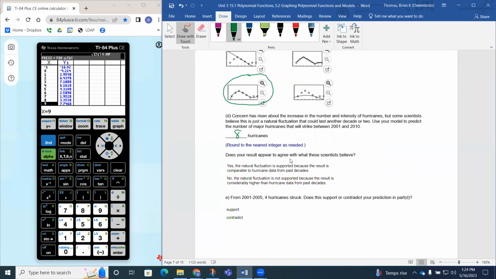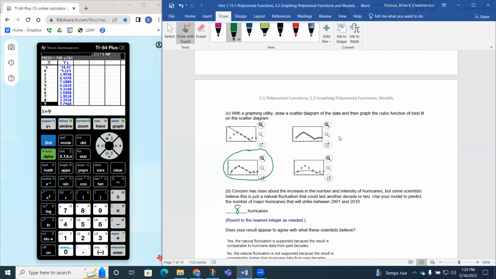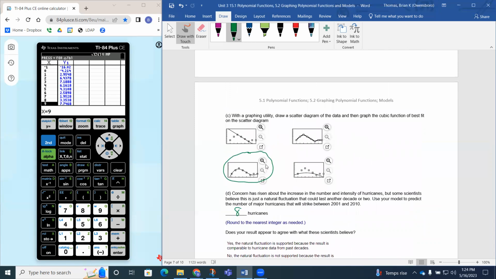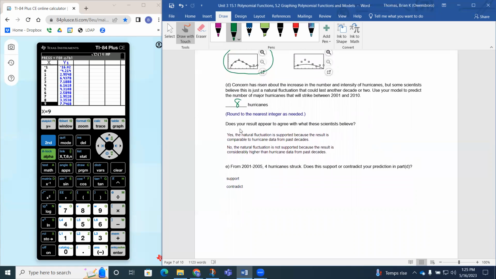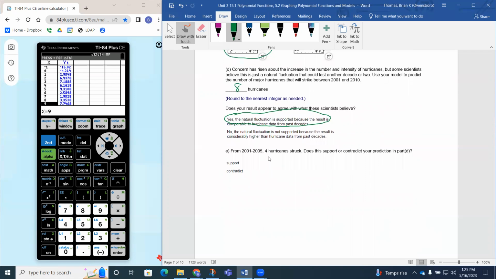Does your result agree with what the scientists believe? Notice how we are expecting another fluctuation at this point, so it should be going up. So we are picking up on that as a natural fluctuation. From 2001 to 2005, 4 hurricanes struck. Well, that's half of this, so that sounds right. Does this support or contradict your prediction? Well, like I said, half of 8 is 4, so that does support it.